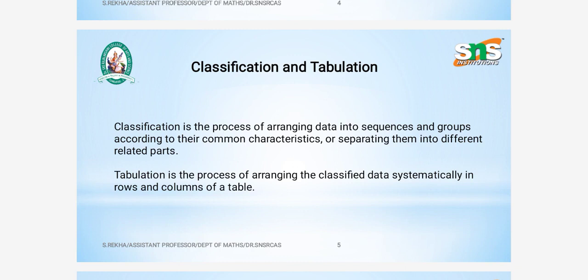There are two types of measures: one is measures of central tendency and the other is measures of dispersion. Using these methods, we analyze and interpret the data. Finally, we find the average for the problem, and these are the main concepts of statistics.